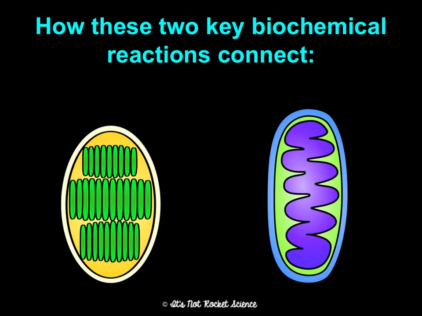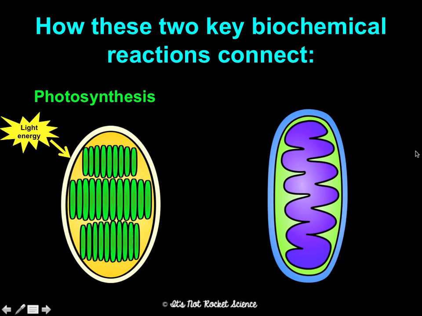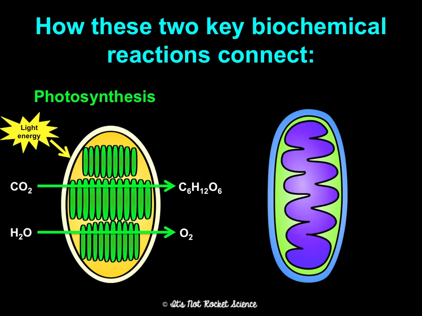All right, let's look at how these 2 key biochemical reactions of photosynthesis and cellular respiration connect. So we got the chloroplast, we got the mitochondria. In photosynthesis, light energy is absorbed and CO2 goes in, and we use that CO2 to make sugar, and then we use water to make oxygen.